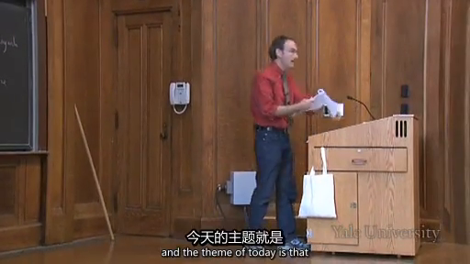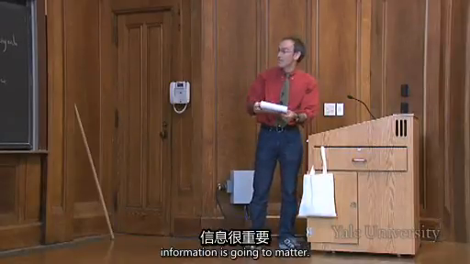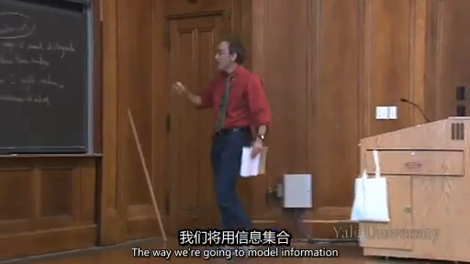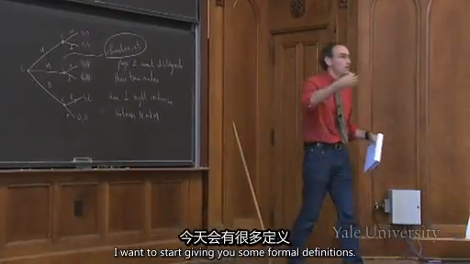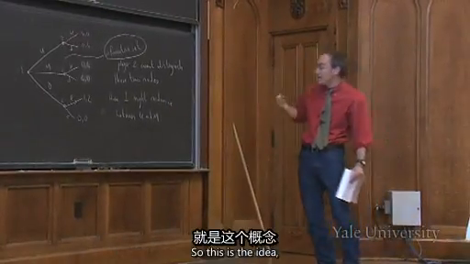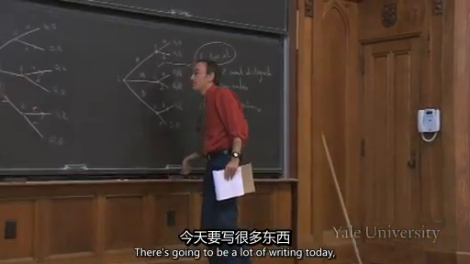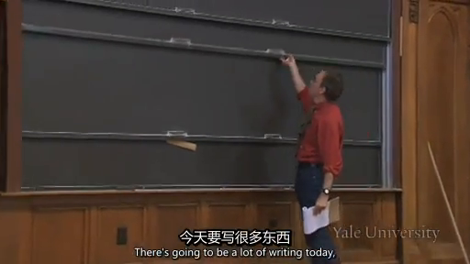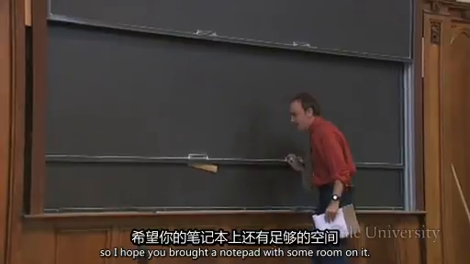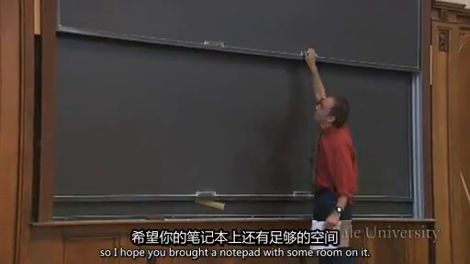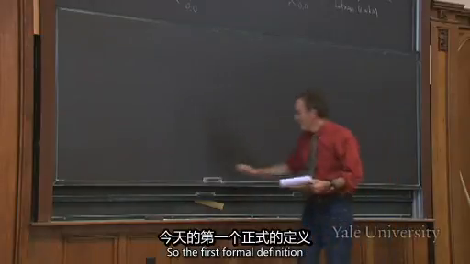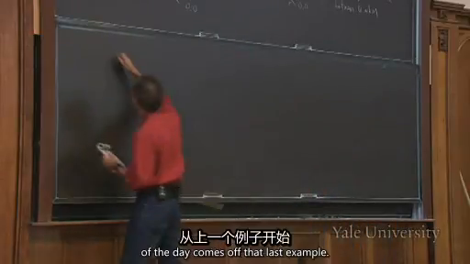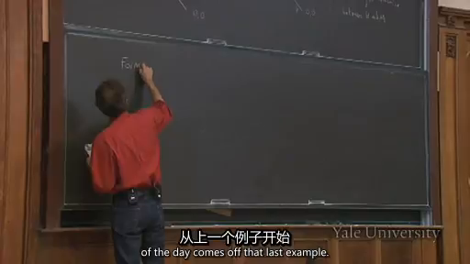And the theme of today is that information is going to matter. The way we're going to model information is by thinking about these information sets, and as we go through today, I want to start giving you some formal definitions. So this is the idea. Now let's look at the formal definition. There's a lot of writing today, so I hope you brought a notepad with some room on it. All right, so the first formal definition of the day comes off that last example.